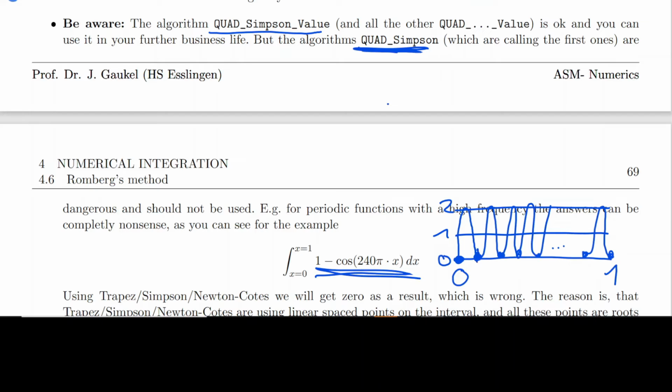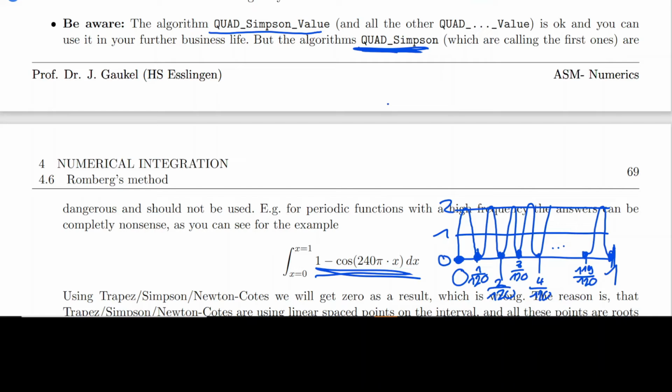So this is the point 1 divided by 120. This is the point 2 divided by 120. This is the point 3 divided by 120. This is 4 divided by 120. And this is 119 divided by 120. And then here we have the 1. Okay, this is the situation.